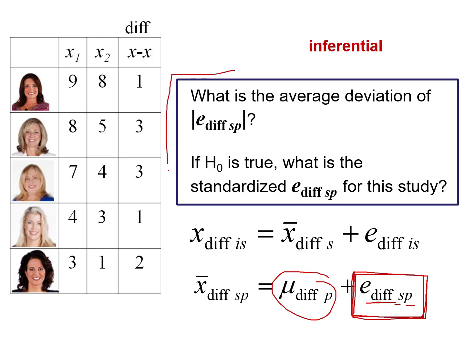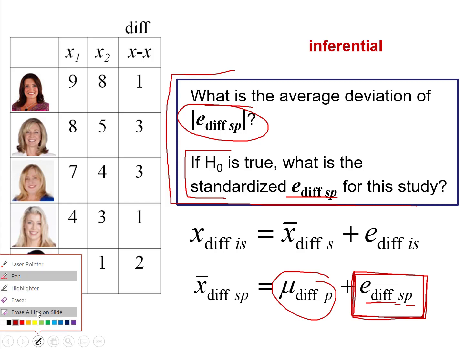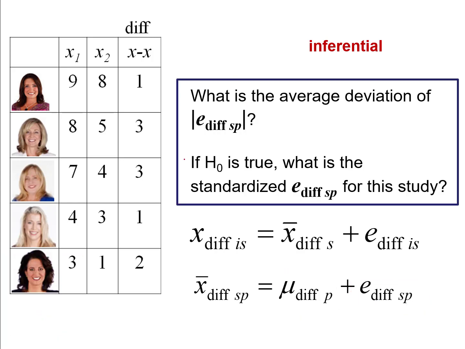And in the box, I have two questions we can address about those errors. The first question is, what is the average deviation of the absolute values of E diff SP? And the second question is, if the null hypothesis is true, what is the standardized E diff SP for this particular study? And these are the same questions I've asked before, and so you should be able to answer those questions. So first, what statistic answers this first question? What is the average deviation of the absolute value of E diff SP? What is the answer to that?